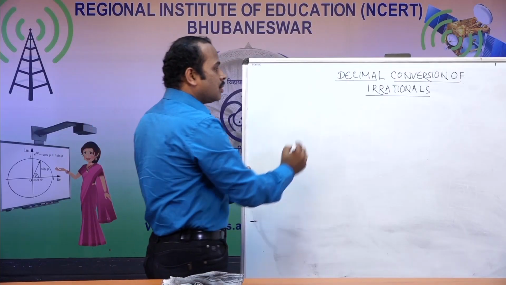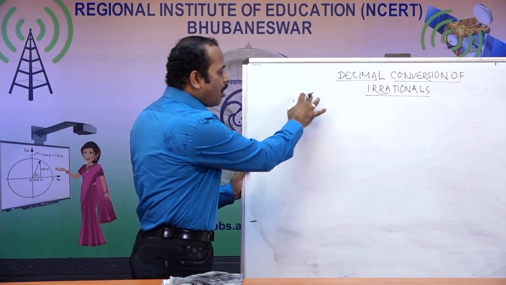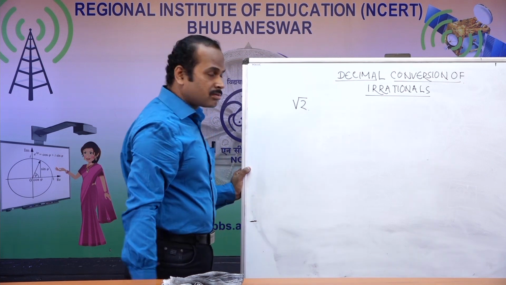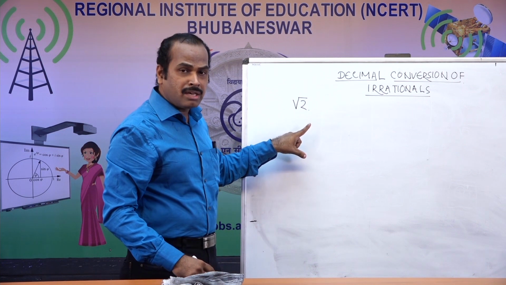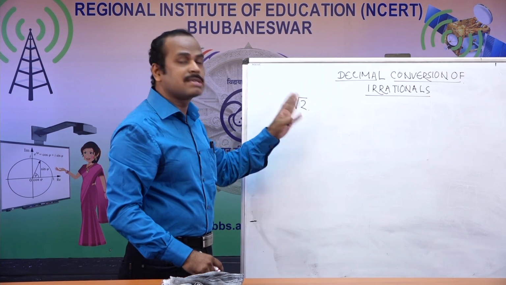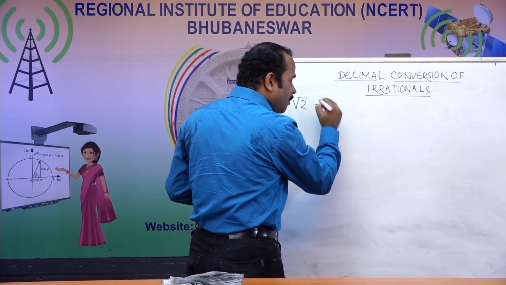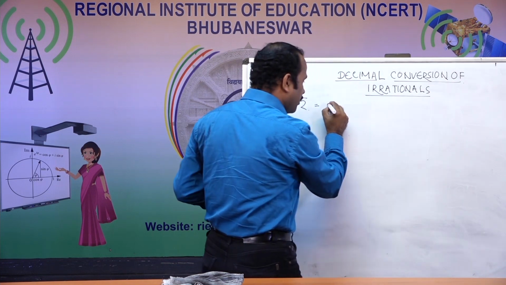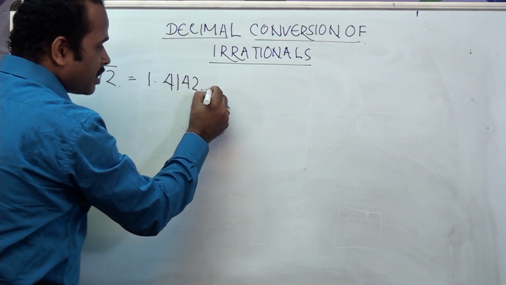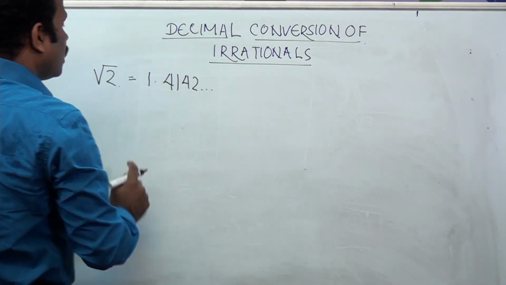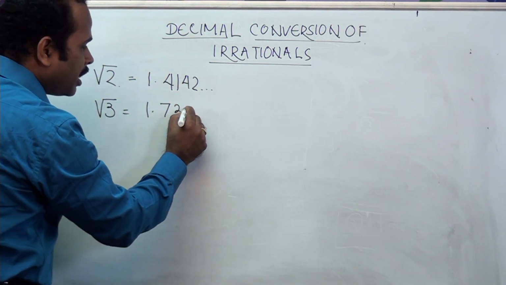As we have learned, root 2 is a real algebraic form, and it is an irrational number. If you go on finding the value of root 2, you will find it is a non-terminating, non-repeating decimal number, or non-terminating, non-recurring decimal. Finding its value by the square root method, I will find it is 1.4142 like this. Similarly, root 3 is 1.732 and so on.